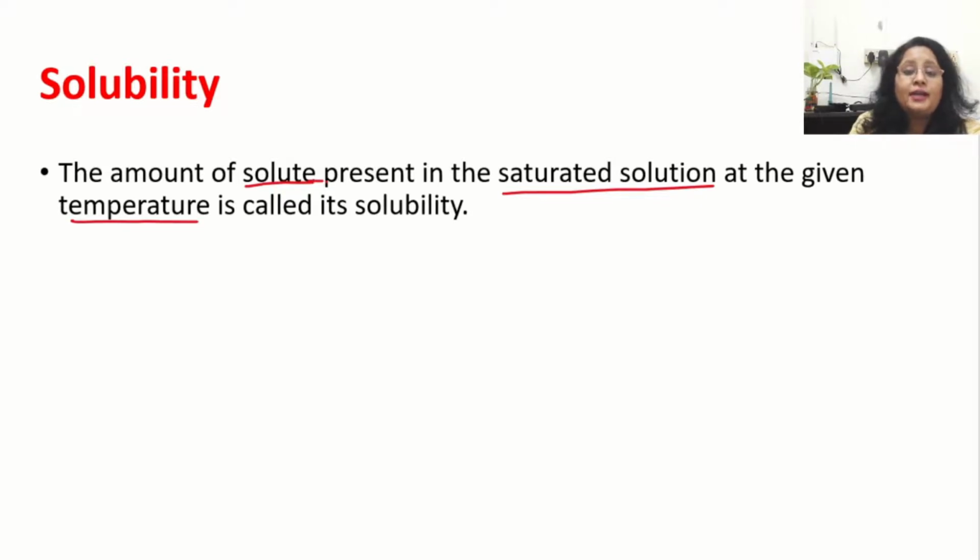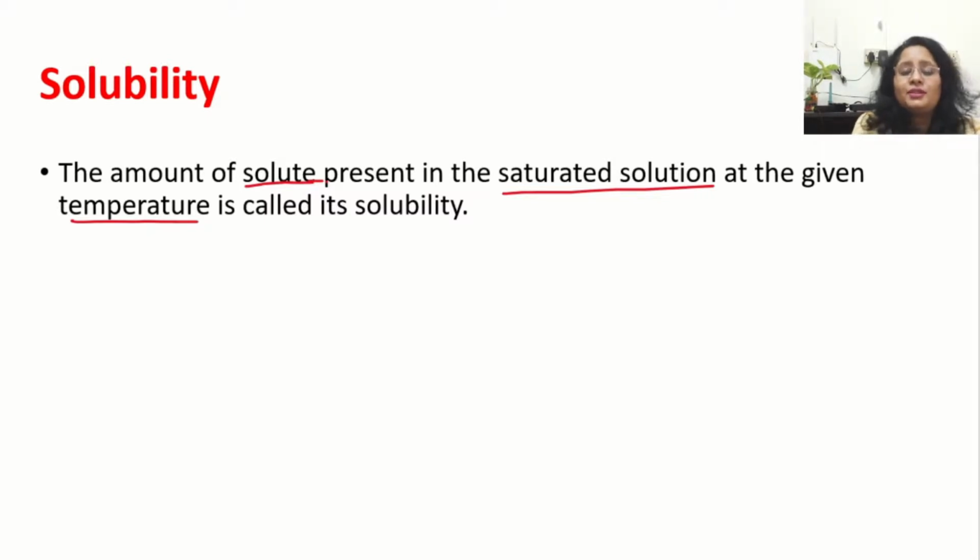It means at that temperature, that particular solution in which the sugar is not dissolving is called a saturated solution, and the total amount of sugar that we added to it in that saturated solution is called its solubility. Is that clear to you all?